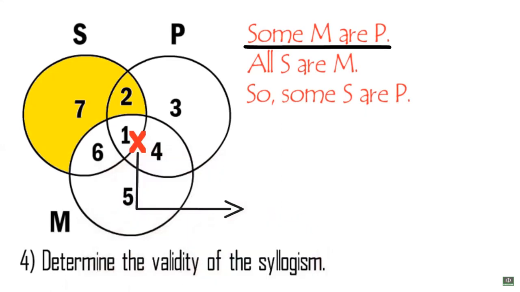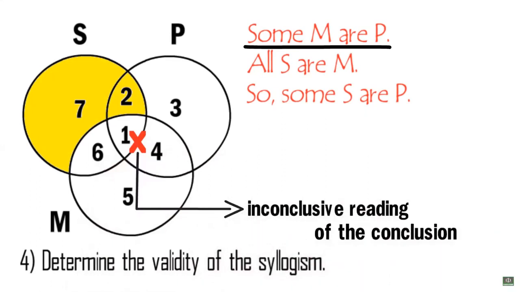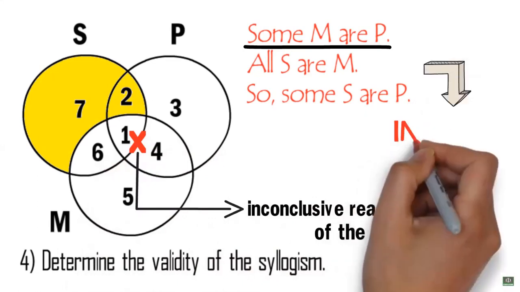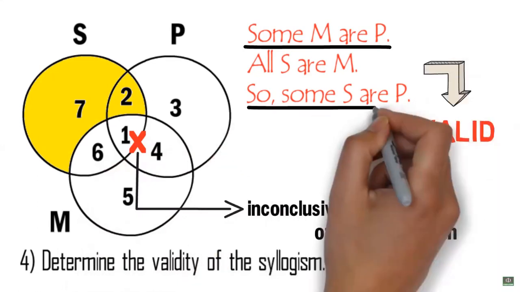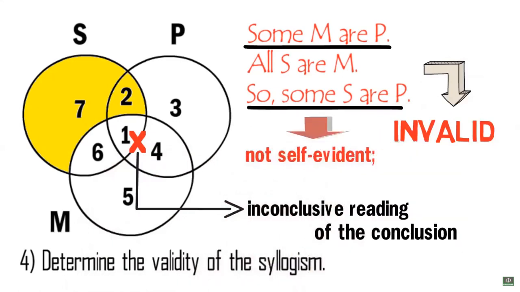Since the X is on the line that dissects areas 1 and 4, this gives us an inconclusive reading of the conclusion. For this reason, this syllogism is invalid. Indeed, the conclusion is not self-evident. It is not perfectly diagrammed.